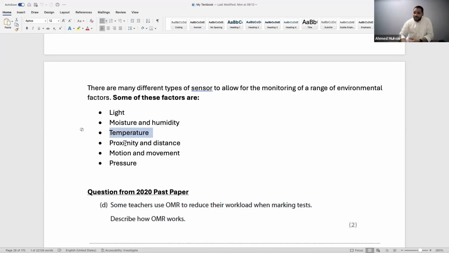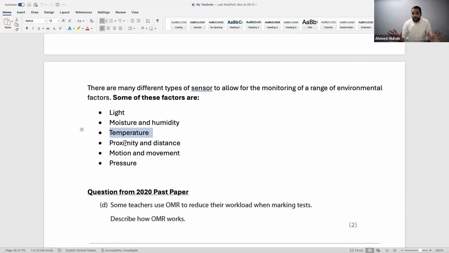Then we have proximity, guys. What is proximity? Distance, exactly. So for example, think about vehicles. Certain vehicles have a proximity sensor. When the vehicle is reversing, it just goes beep, beep, beep. But when you start getting closer to an object, the proximity sensor detects that you're very close and it starts beeping even more frequently.